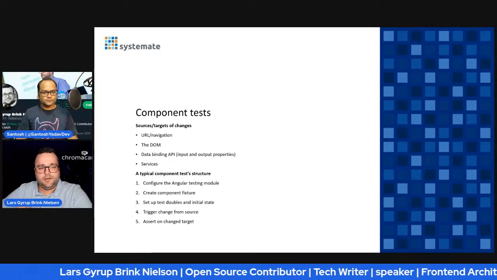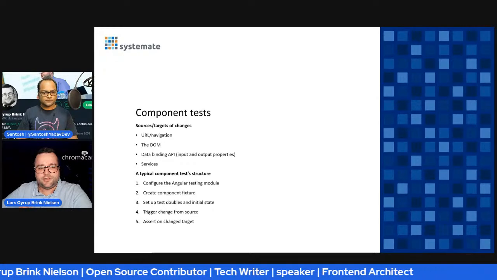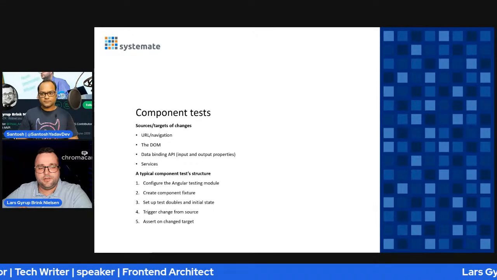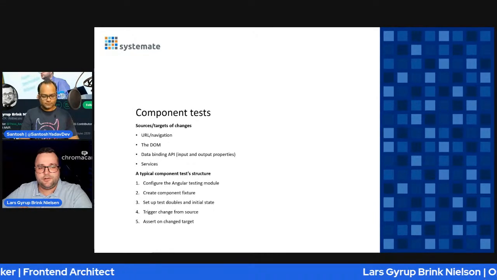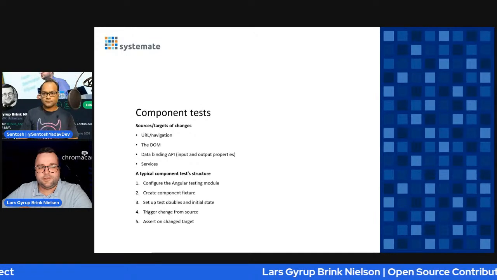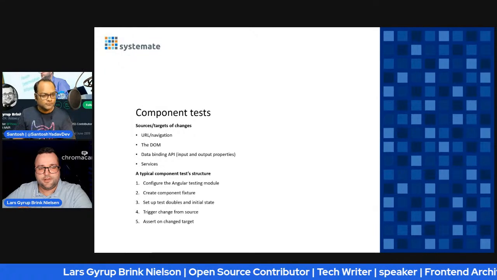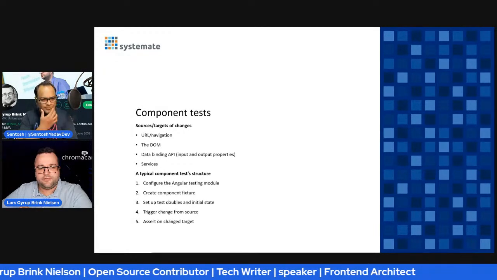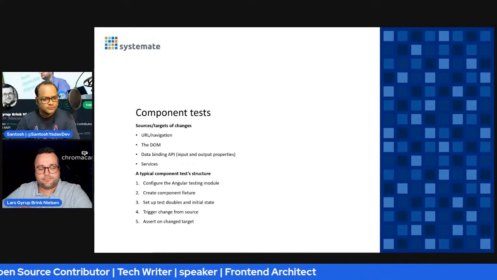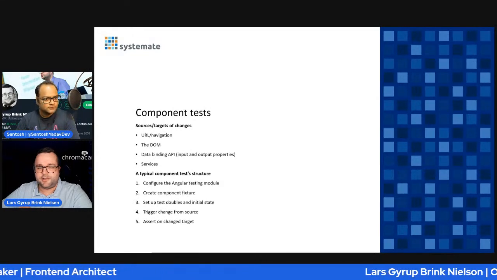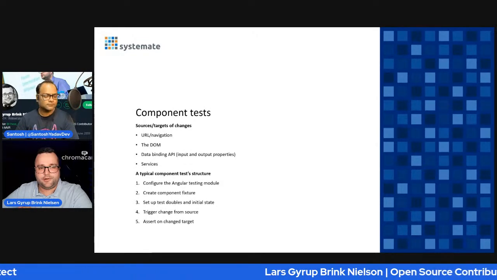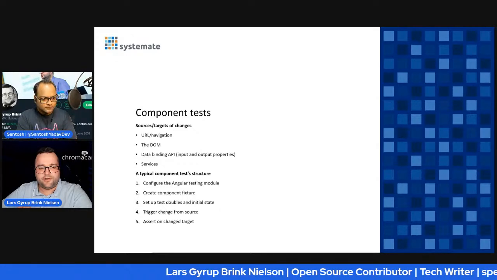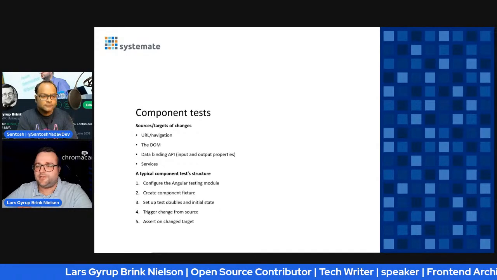So the typical structure of a component test looks like these 5 steps. We configure the Angular testing module. We create the component fixture from the test bed. Then we set up the test doubles, so the spies and the stubs and the mocks and the fakes. And we set up the initial state of this test environment. And all of those are the test hook and the arrange part, if you remember from earlier. And the fourth part here is to trigger some change from the source.